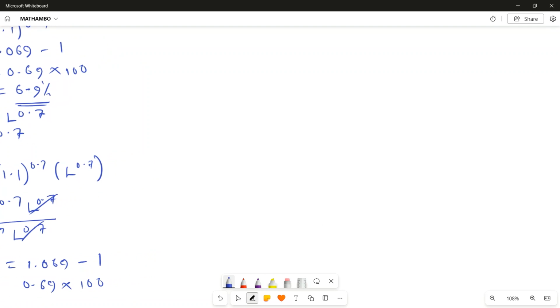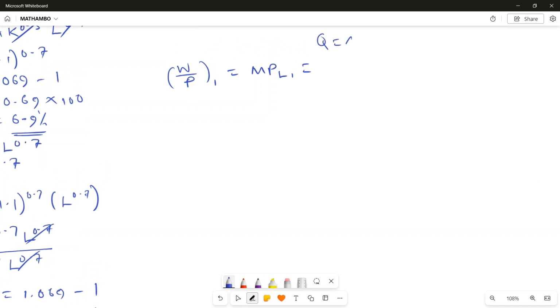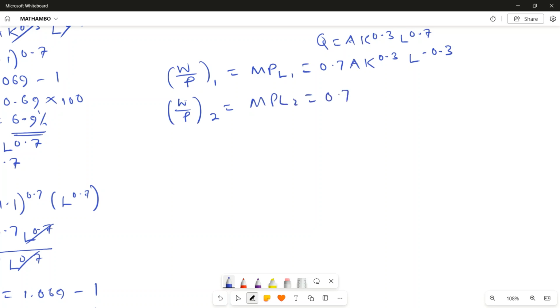Can we find the impact of this on the real wage? Yes, we can. We do the same. We have to find the real wage 1, which is just the marginal product with respect to labor 1. Since our production function is Cobb-Douglas, which is Q is equal to AK to the power 0.3 labor to the power 0.7, the marginal product with respect to labor will be 0.7 AK to the power 0.3 labor to the power minus 0.3. So this was before the increase in labor. After the increase in labor, this will be 0.7 AK to the power 0.3. Labor has increased by 10%, which is 1.1, but now this will be raised to the power minus 0.3. Then again, labor to the power minus 0.3.